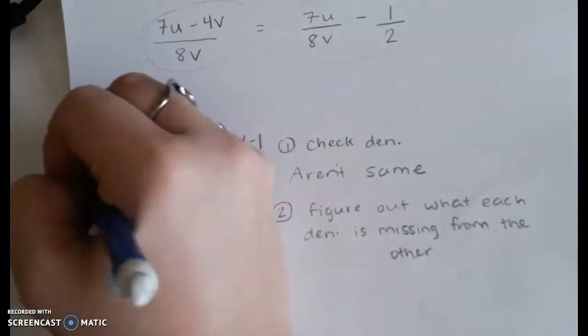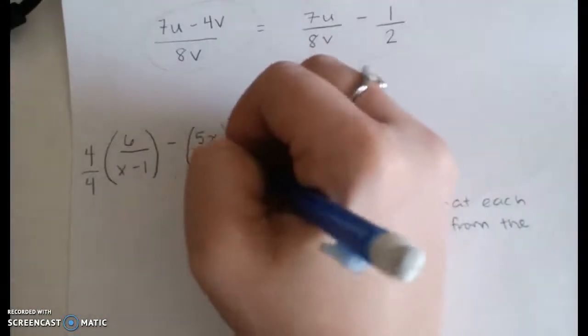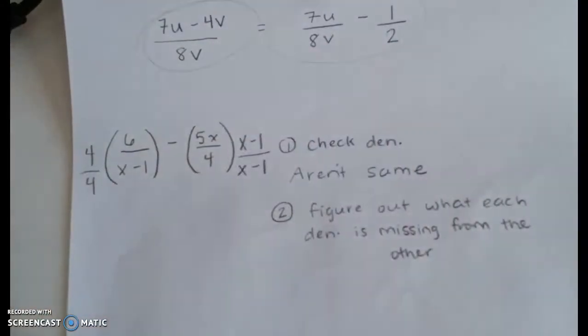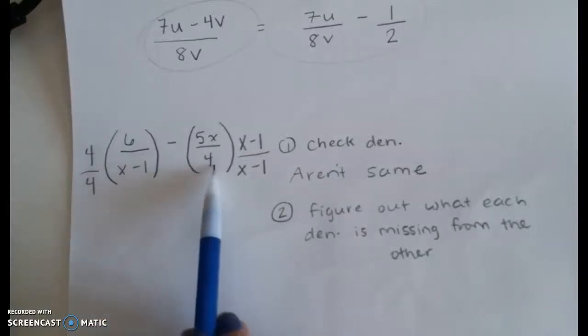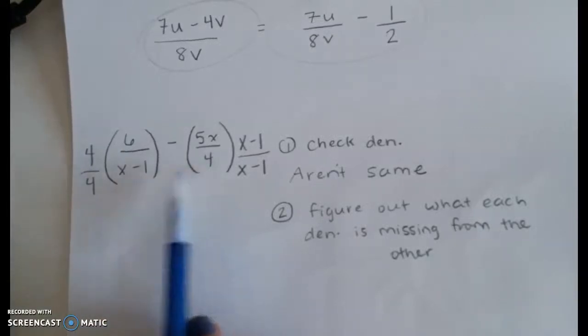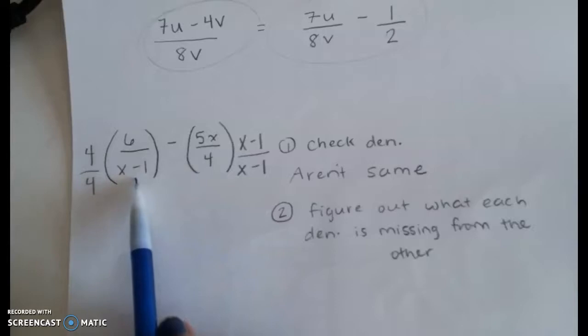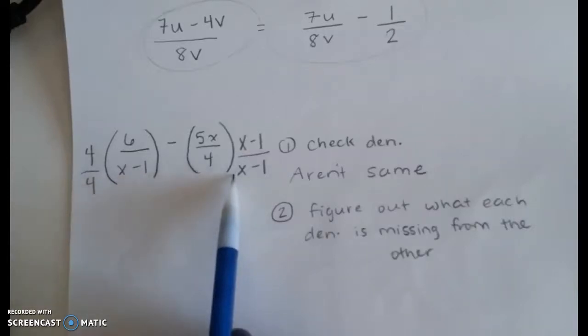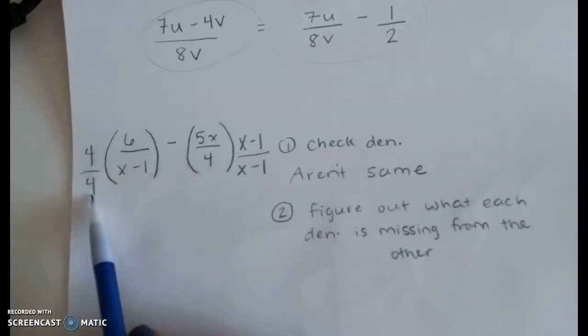Top and bottom. I'll draw it like this so it doesn't get confusing, because what we do to the bottom, we have to do the top. So I looked at this denominator and I said, what does it not have that this one does have? It doesn't have an x minus 1. And this side doesn't have a 4. So I'm going to multiply that out.